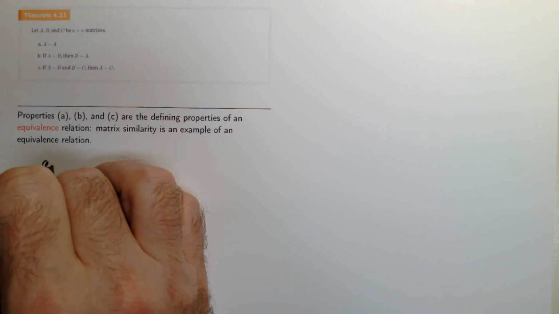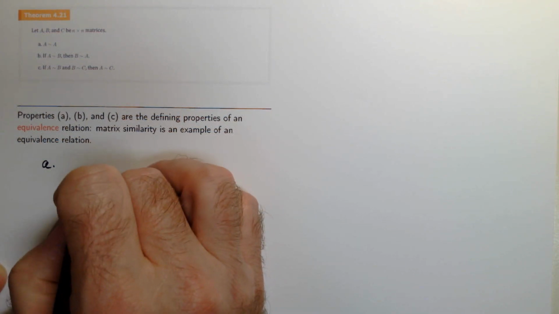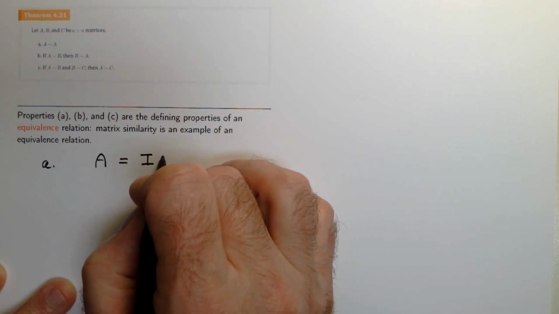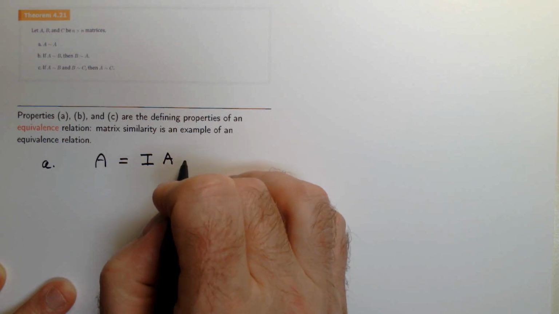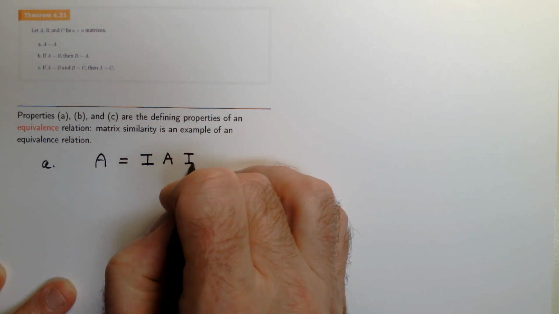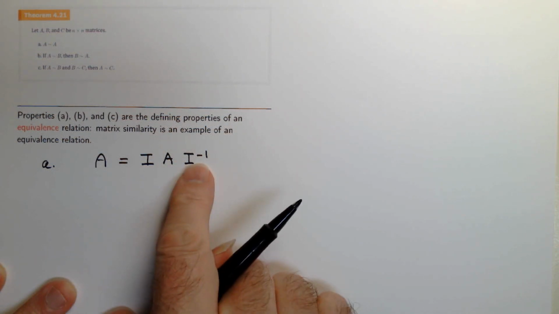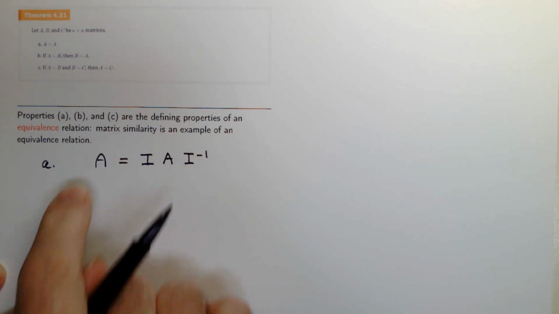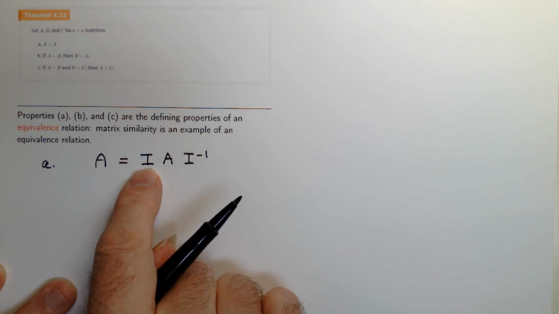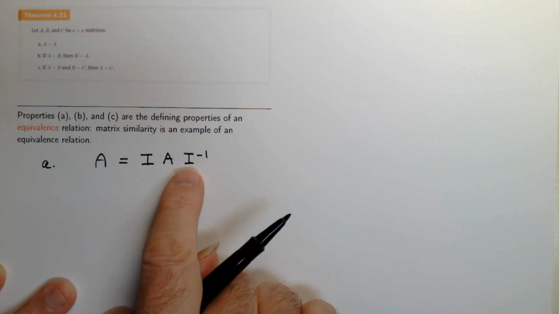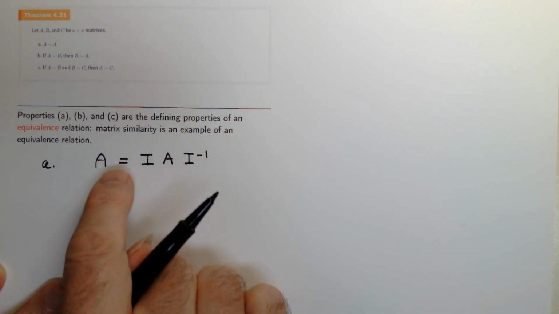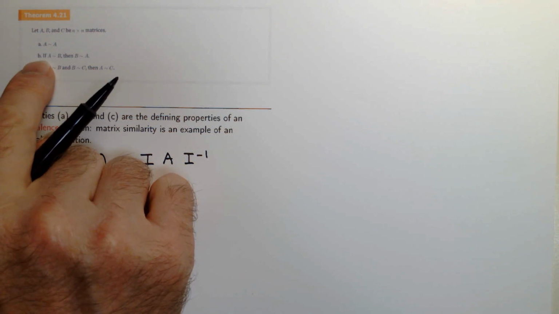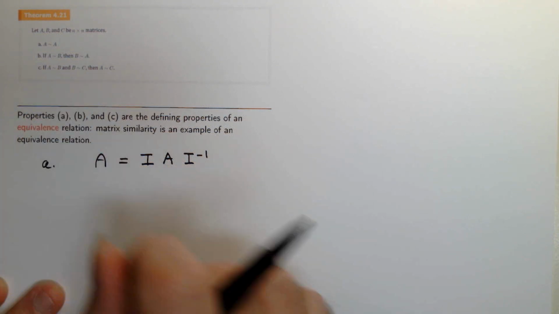So for part A here, we're just going to remember that a matrix A can always be written as the n by n identity matrix times A times the inverse of the n by n identity matrix, which again is just another identity matrix. And so it's actually fairly simple. The matrix A can always be represented as an invertible matrix times A times the inverse of that matrix. And that shows that A is similar to itself. Okay, in part B, we want to show that if A is similar to B, then B is similar to A.